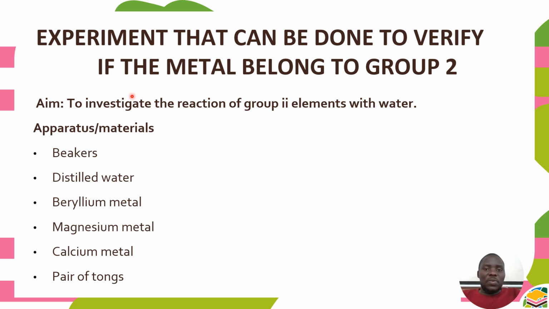Experiment that we can use to verify if the metal given is a group 2 metal. We can use the following experiment. This is a descriptive experiment, but remember, these experiments can also be carried out to verify and see what will happen. So the aim is to investigate the reaction of group 2 elements with water. The apparatus that we need: beakers, distilled water, beryllium metal, magnesium metal, calcium, and a pair of tongs.